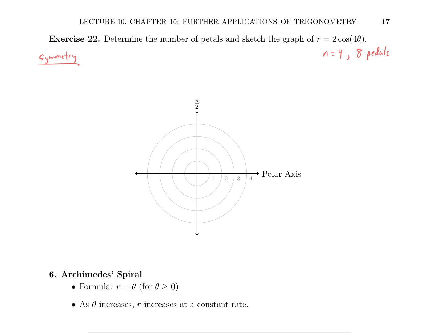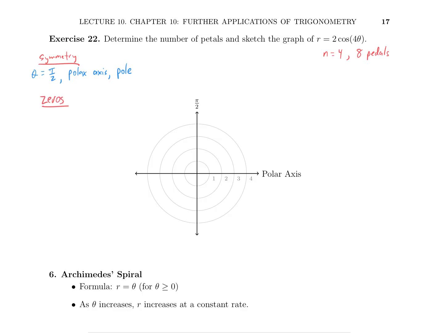All right, so this graph, you can perform the test. I'll save us the time, but all 3 symmetries are going to pass the test. So it's going to have pi over 2 symmetry, which is y-axis symmetry. It's going to have polar axis symmetry, which is x-axis symmetry. And it's also going to have pole symmetry, which is origin symmetry. So it passes all 3 tests. You can verify that. Okay, now let's look at the zeros.